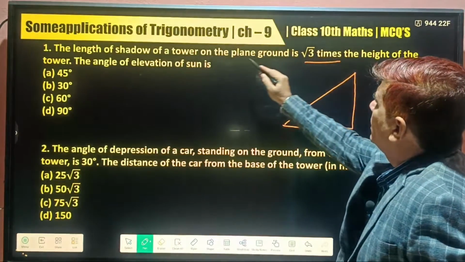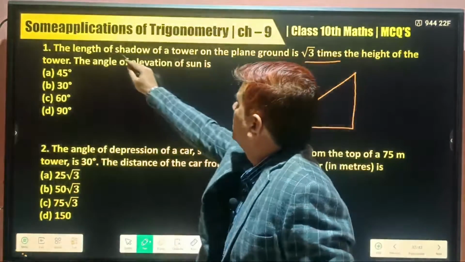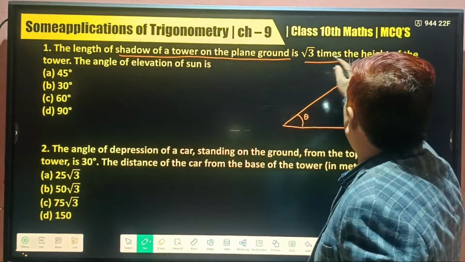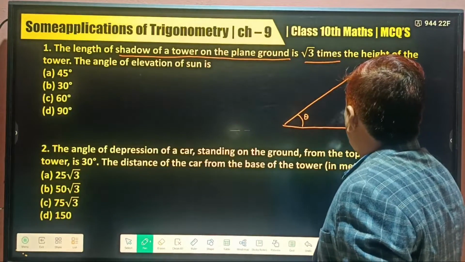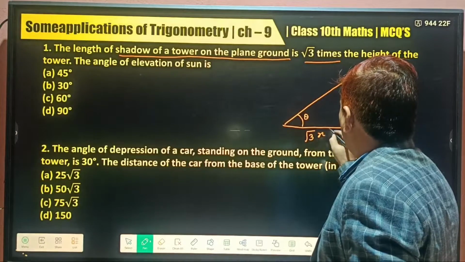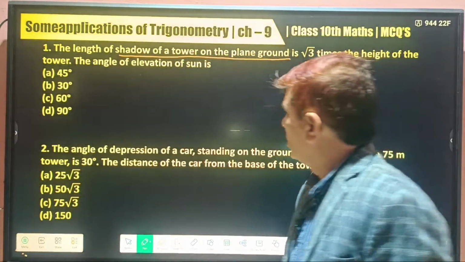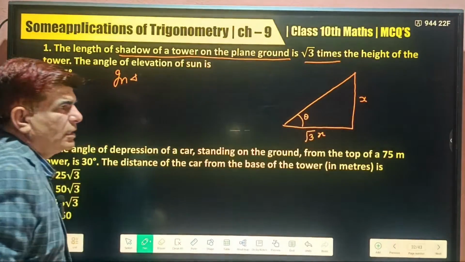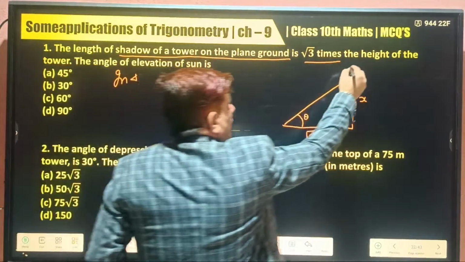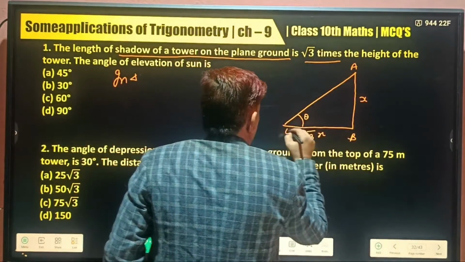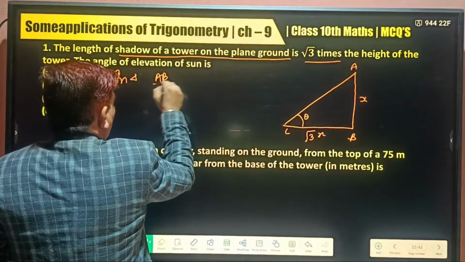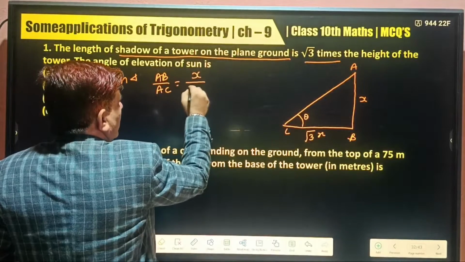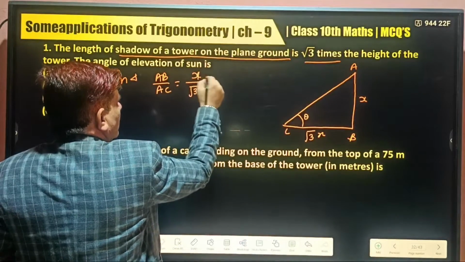Understood? And what is it saying? The shadow of the tower on the plain ground is root 3 times the height. So we can say its height is x, so the shadow is root 3 x. Got it? In triangle ABC, AB by AC is equal to x by root 3 x. Cancel it.